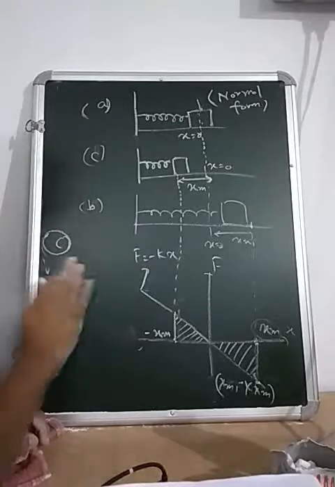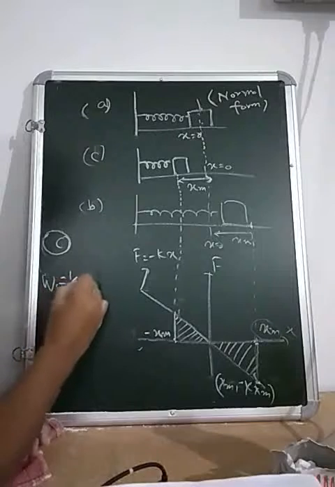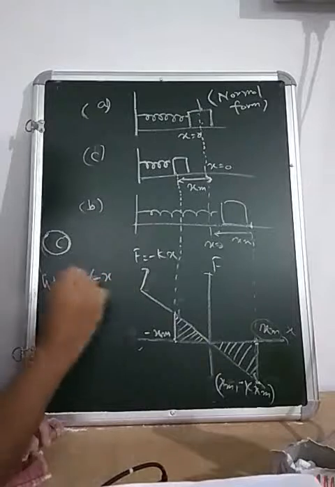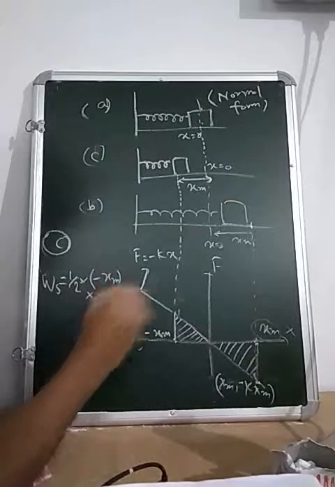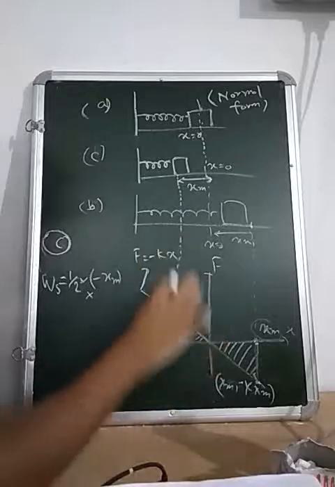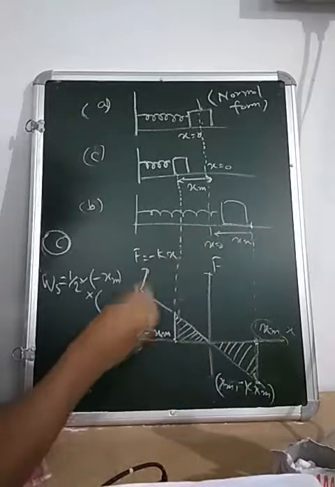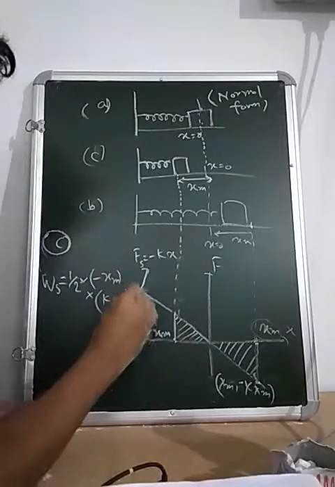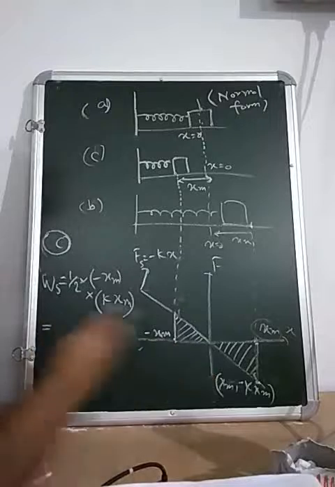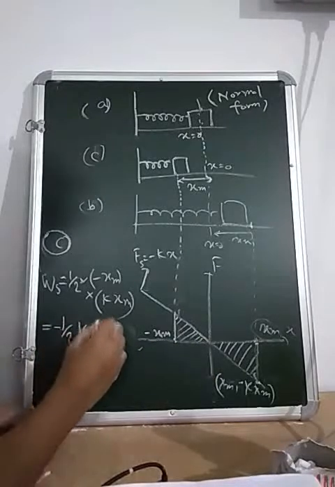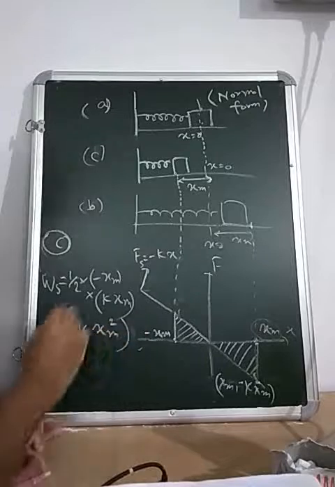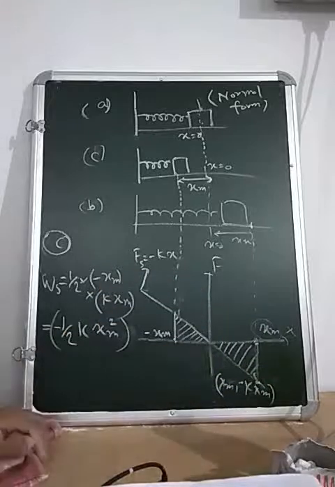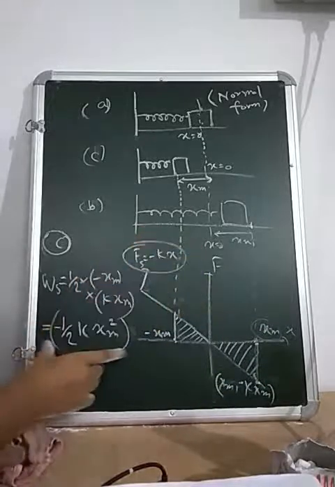So the work done by the spring will be half into base. The base is minus xm, into height. Similarly, if we put the value of minus xm at this point, what is the value of Fs? There is already a minus sign, so it will be k into xm. So what will be the work done by the spring due to this compression? Minus half into k into xm square. This is the work done by the spring due to the compression, and we have calculated this from this F-x graph, for this specific graph.